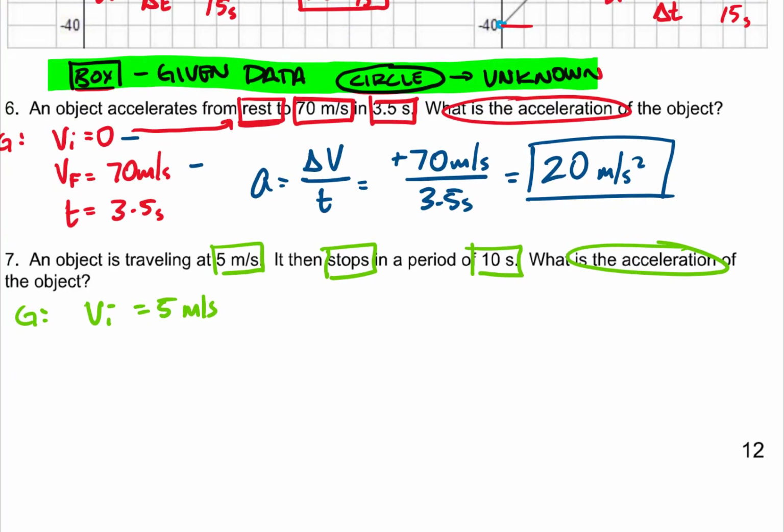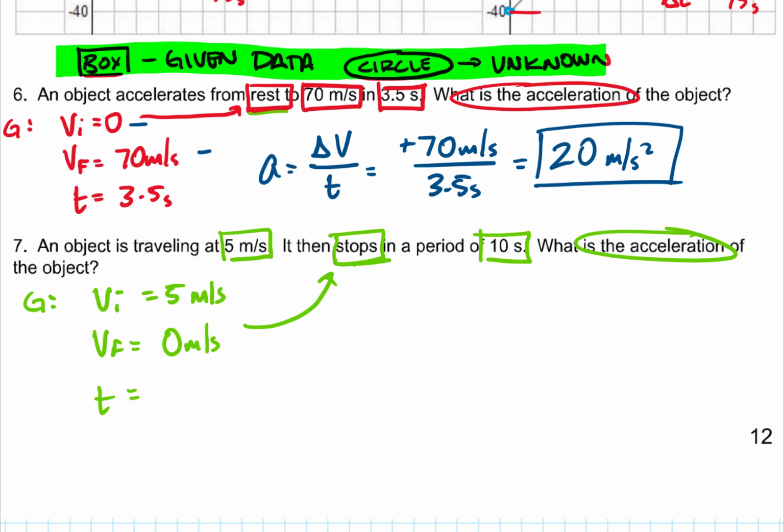If it then stops, my final velocity, if we stop, that's another case where that final velocity is going to be 0 meters per second. Rest up here means 0 meters per second velocity. Stops also means 0 meters per second of velocity. And then my time here is 10 seconds.